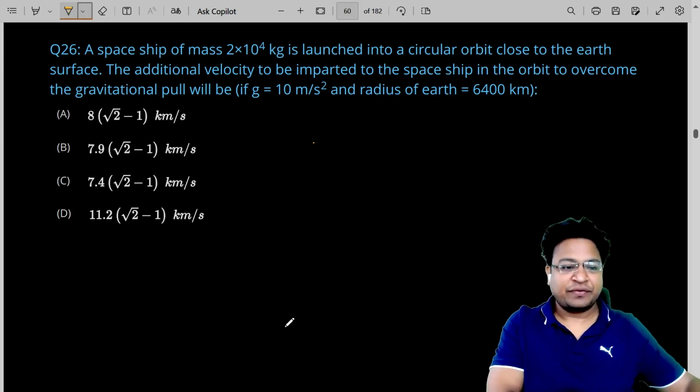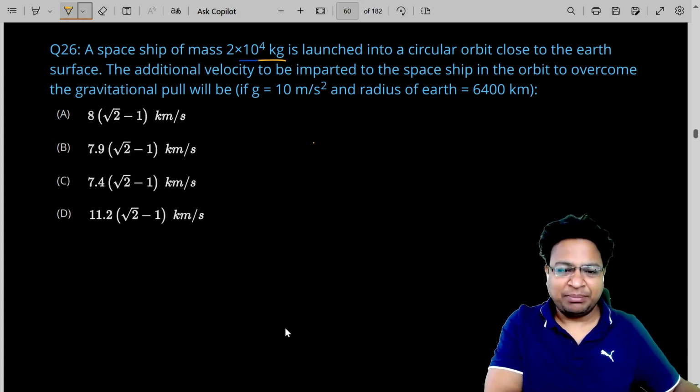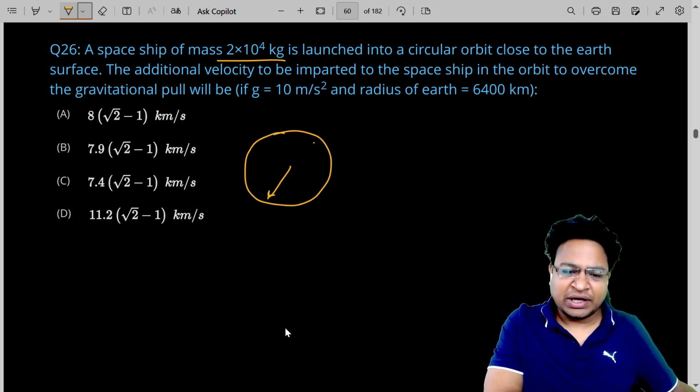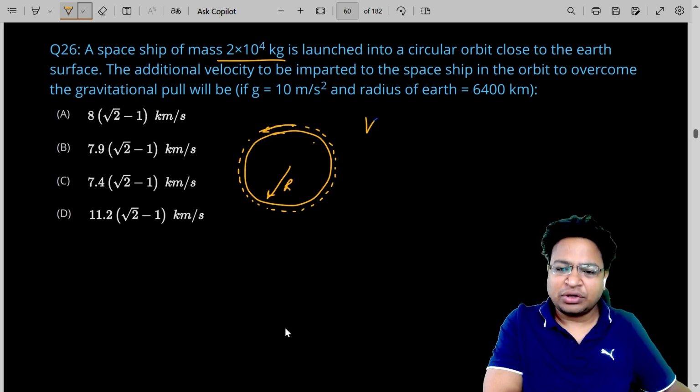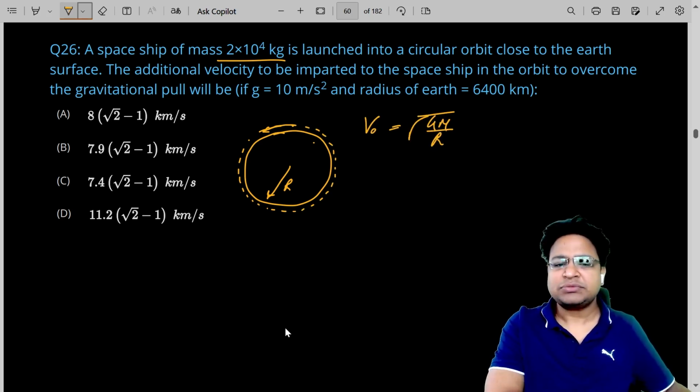Let's begin. So the first question says that a spaceship of some mass is launched into a circular orbit close to the Earth surface. The additional velocity to be imparted to the spaceship in the orbit to overcome the gravitational pull will be. Now let's understand here, guys. If this is Earth and it has a radius R, and the question says that it has been launched into a circular orbit close to the Earth's surface, then we are talking about an orbit like this. We can assume that the radius of the orbit is very close to the radius of the Earth, and therefore the orbital speed of the satellite would be root GM by R.